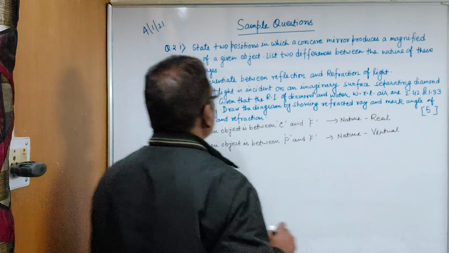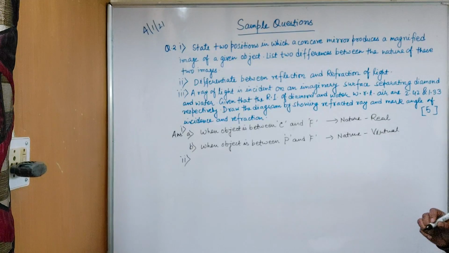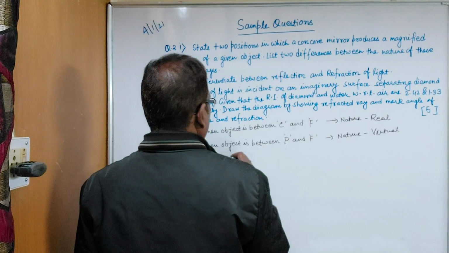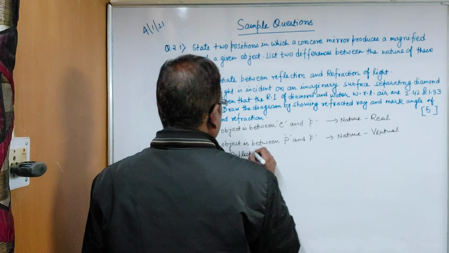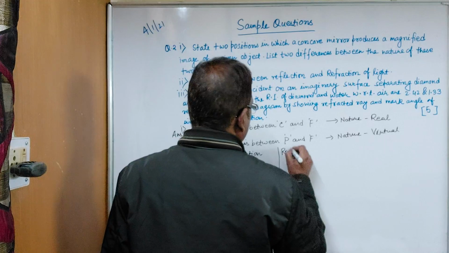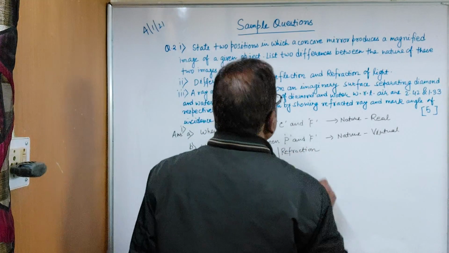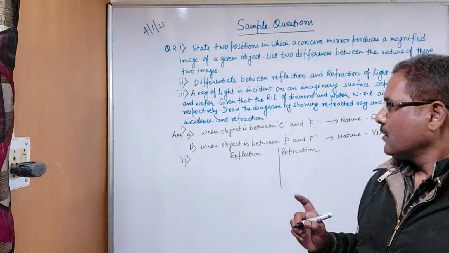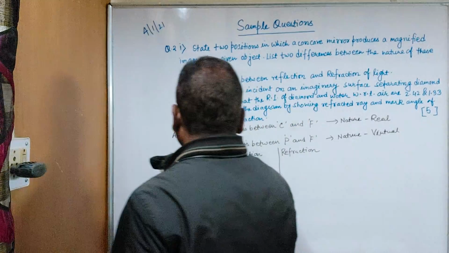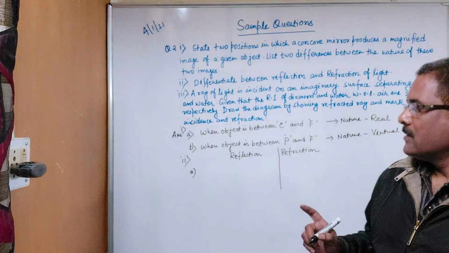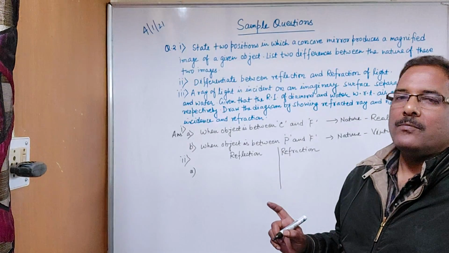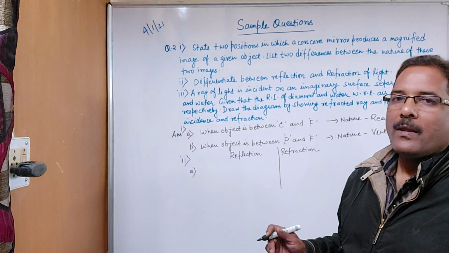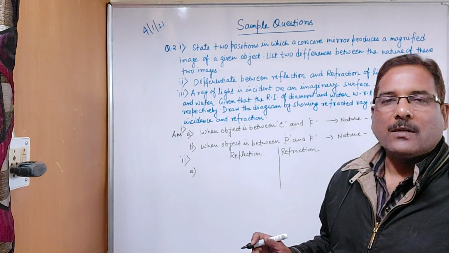Now the second part, differentiate between reflection and refraction of light. When you have to write the difference between reflection and refraction, whenever you have to write the differences, you must write them by making columns to get good marks. So first write their definitions. Reflection is when a ray of light strikes a polished surface, it bounces back into the same medium, and this phenomenon is known as reflection of light.